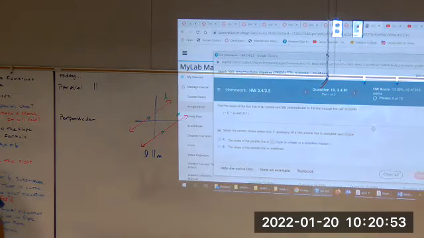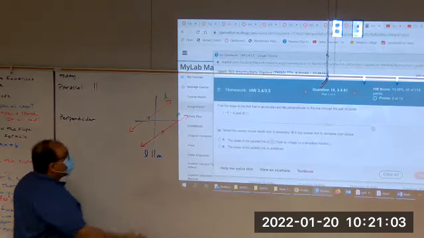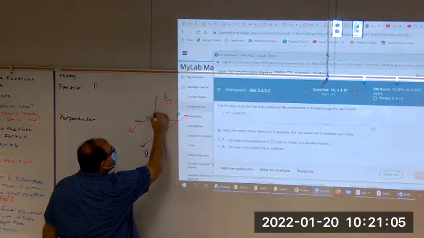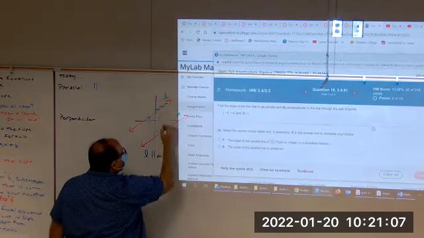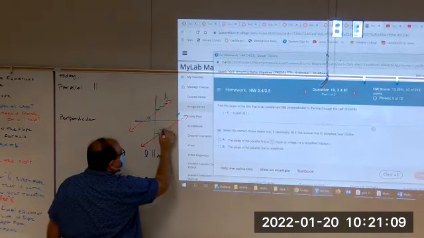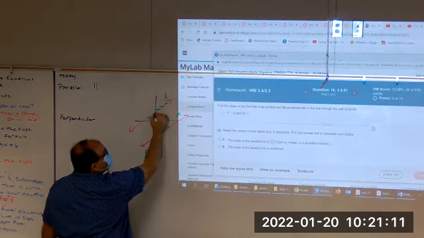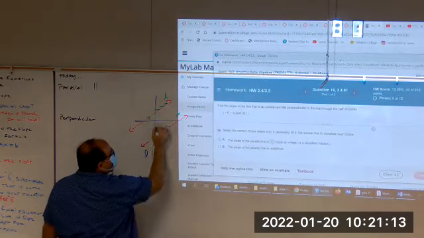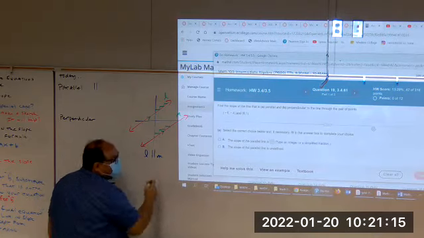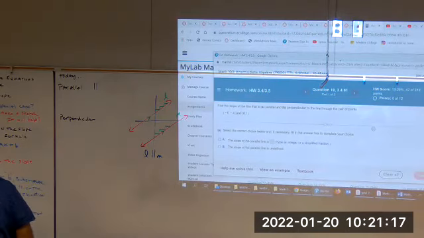Okay? Parallel lines, 2 lines that are coplanar that never intersect. When you have 2 lines that never intersect like this, what keeps them from intersecting is because their slopes are the same. Every time this might go up 2 and over 1, this has to go up 2 and over 1. They have to maintain the same rate of change. That's what keeps them from intersecting. The slopes are equal.